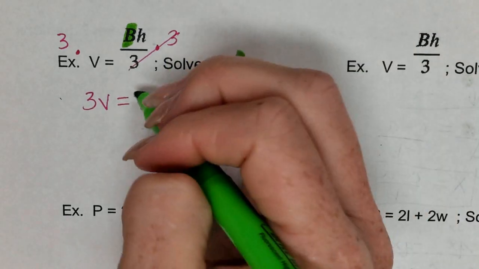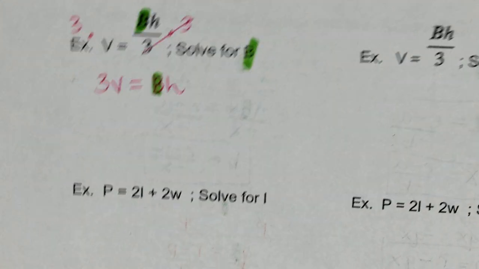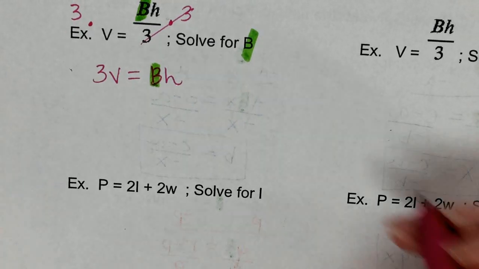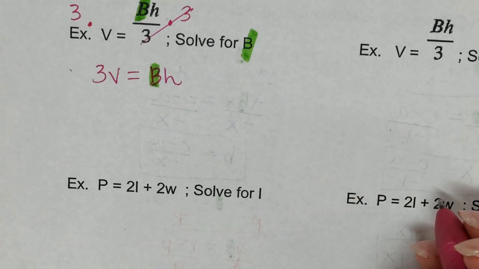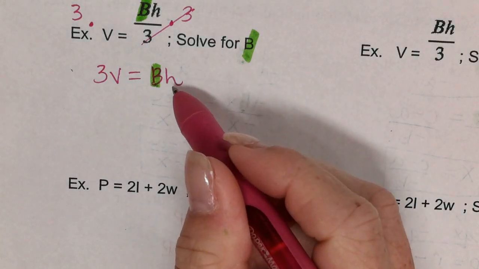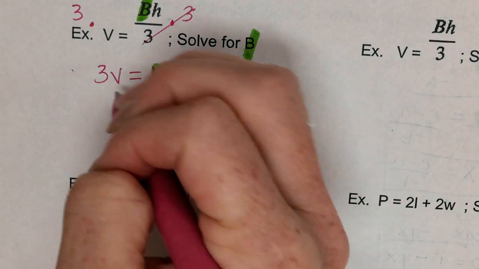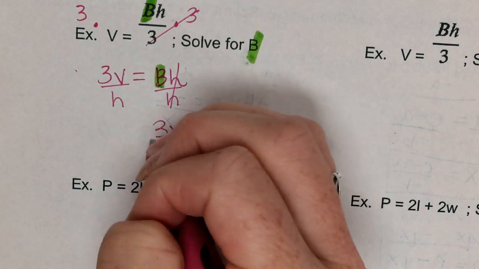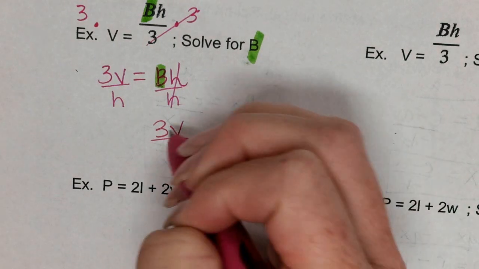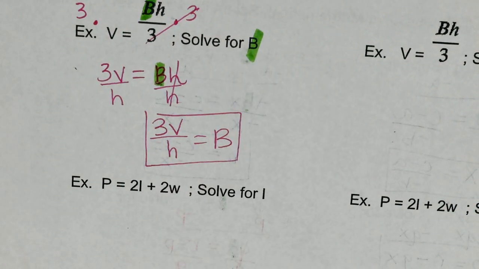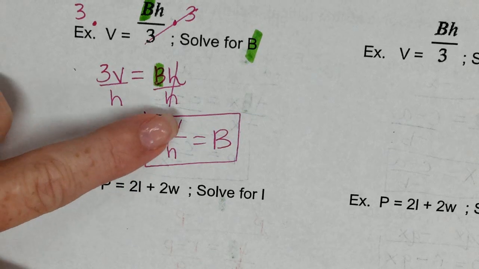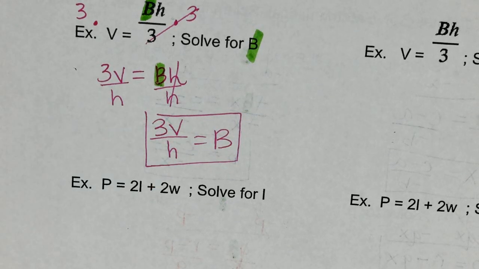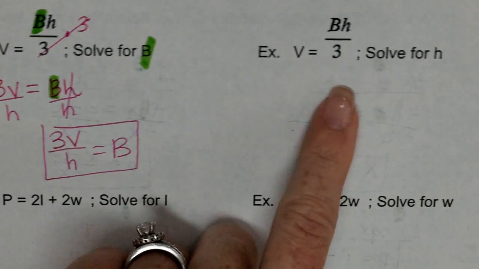Okay, what am I solving for? B. So how am I going to get rid of the H? Divide by H. I am left with 3V over H equals B. So if I want to have the volume of a cone and I want to solve for big B, I would do 3 times volume divided by the height. Okay, y'all do this one on your own.